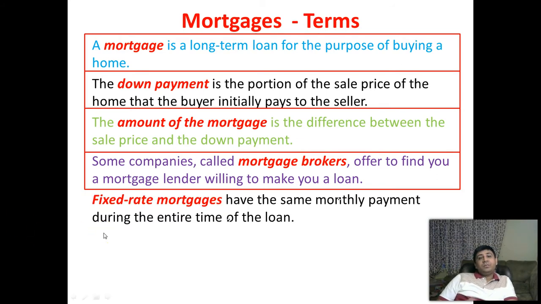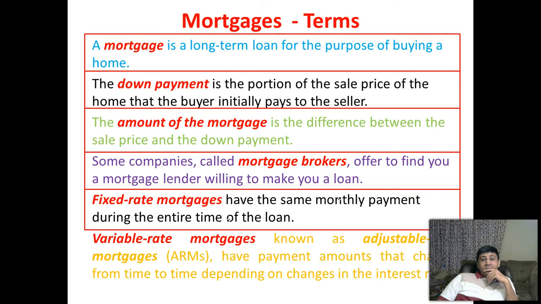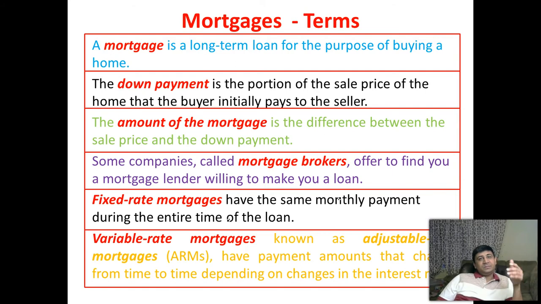Now, there are two types of mortgages. The first one is a fixed rate mortgage, which has the same monthly payment during the entire time of the loan. And the other one is a variable rate mortgage, also known as adjustable rate mortgages, ARMs. The payment will go up and down based upon the market interest rate. If the market is down, it will be low, and so on. So it's variable, it fluctuates, going up and down. These are some basic terms which we hear when we deal with mortgages and home buying.